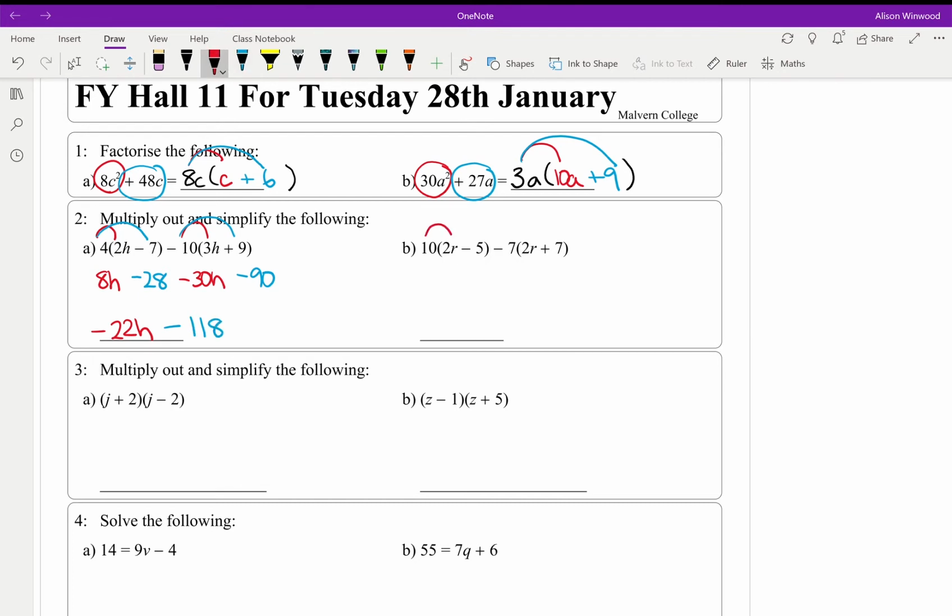This time 20r, subtract 50, subtract 14r, subtract 49. R's together is 6r, numbers together is negative 99.